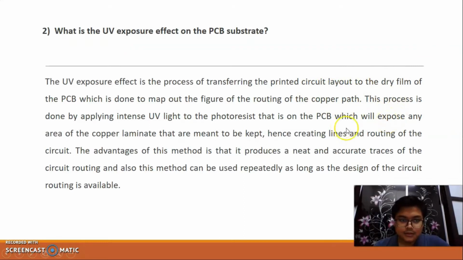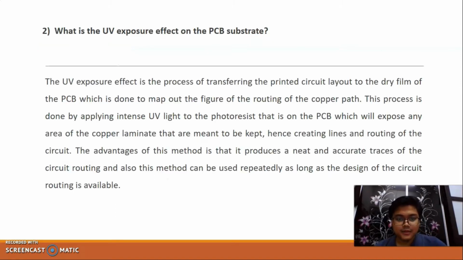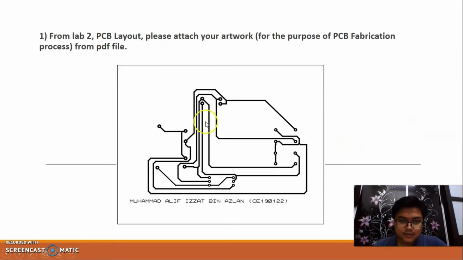The process is done by applying the attached UV light to the photoresist that is on the PCB, which will expose any area of the copper laminate that are meant to be kept. So jadi bila UV light ni kita gunakan, hanya line-line yang perlukan saja akan ditransferkan di PCB kami nanti. So, sebab itulah kami gunakan UV light exposure tu. Dan satu kelebihannya lah, dia UV light ni akan membuatkan line correction kami ni lebih accurate dan precise.